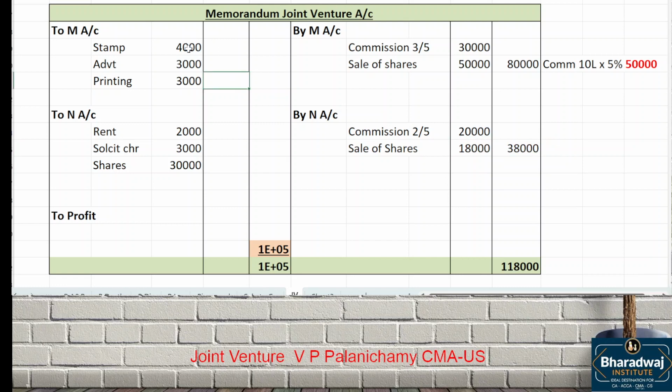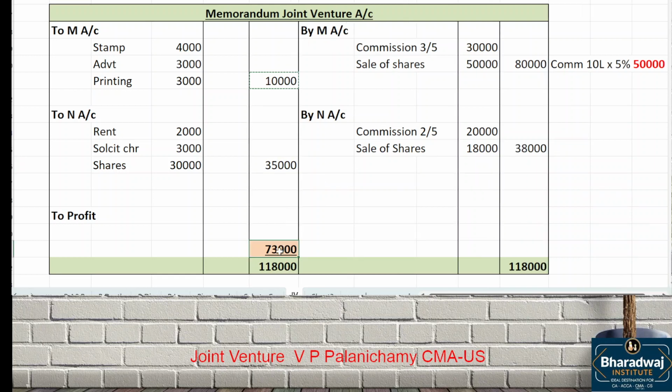These are the expenses incurred. What is the total of expenses incurred? 4,000 plus 3,000 plus 3,000 is 10,000. Your total expenses are 35,000. What is the balance of profit? 73,000. This profit will be shared by M and N in 3:1 ratio. Share the profit also. You can take it up.